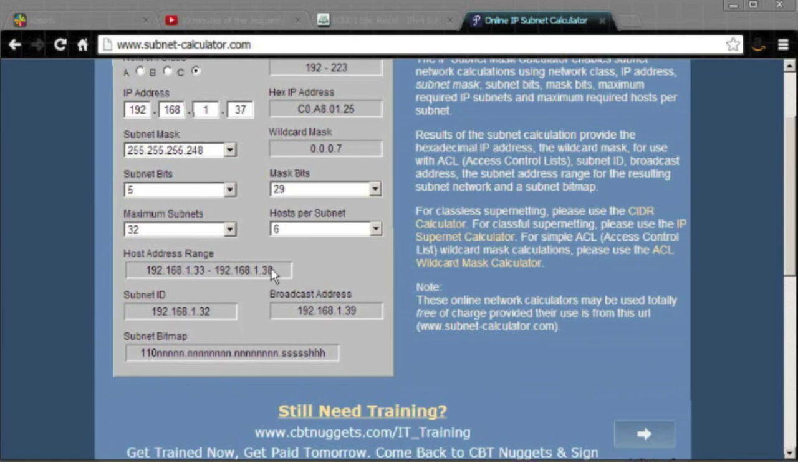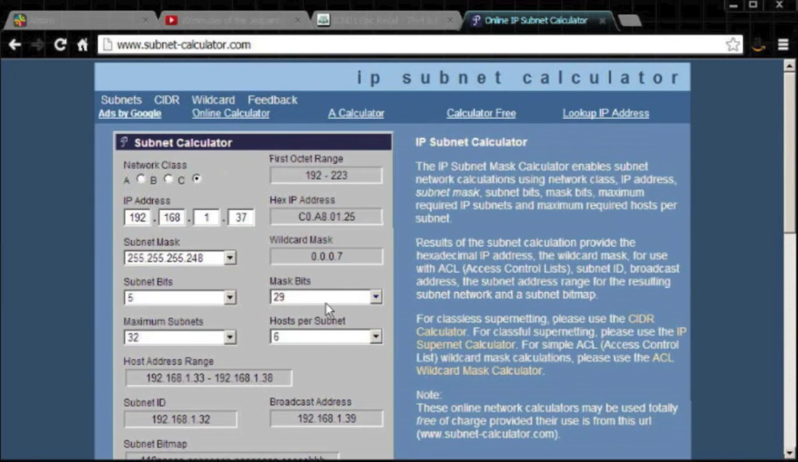And here's everything we discovered. 33 to 38 is the host range. The subnet ID is 32. The broadcast is 39. Yeah, this is really cool. It shows us how many hosts per subnet. So this is a nice IP subnet calculator, one of many free IP subnet calculators that are available.